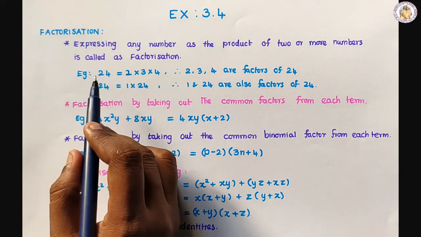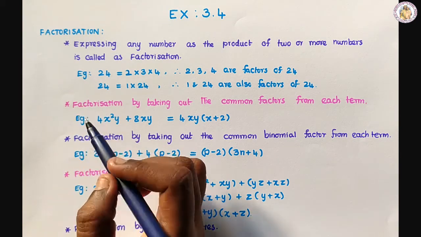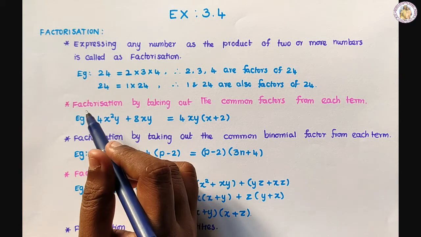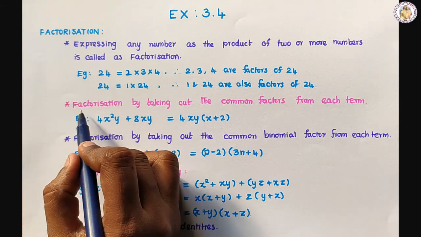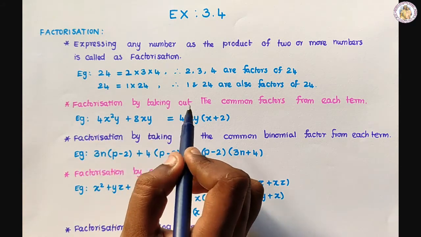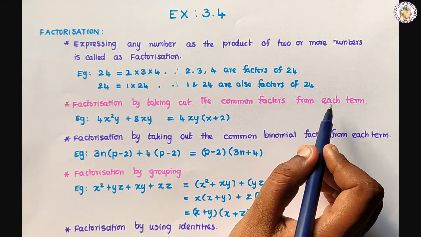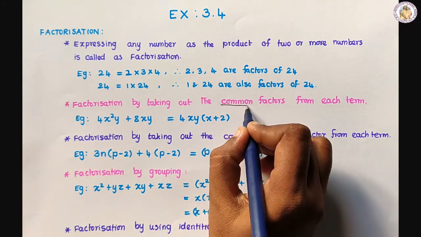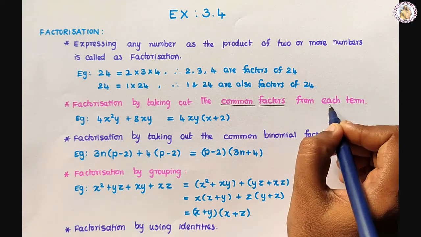Now we have seen factors. Here 4 types of factorization are given. Factorization by taking out the common factors from each term.